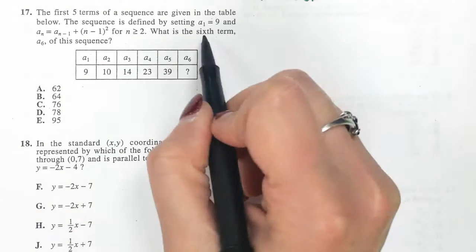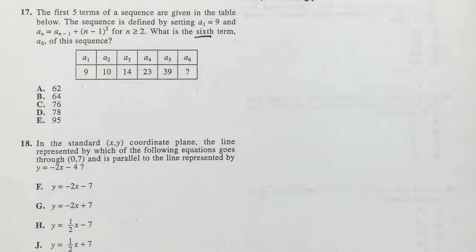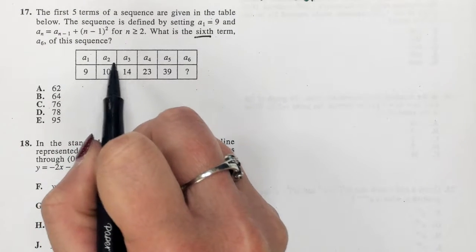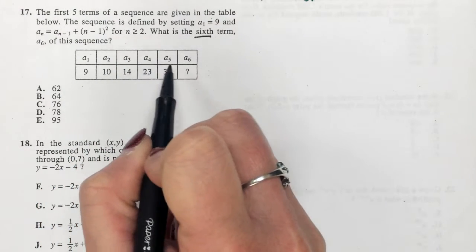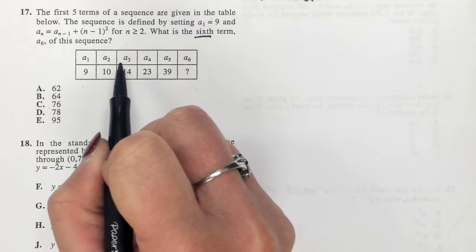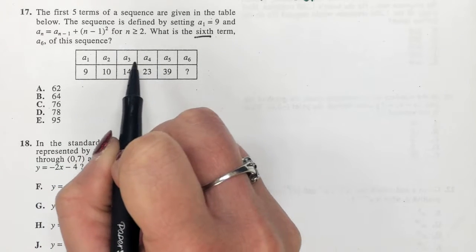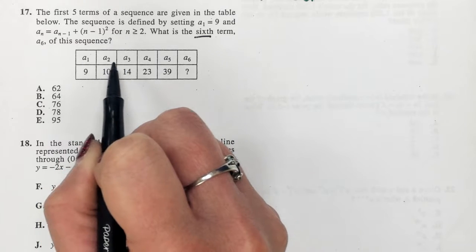Alright guys, here we go. What term does it want us to find? The sixth term. There you go. So this is the first term, the second term, the third term, the fourth term, the fifth term. What do you notice about all of those? 1, 2, 3, 4, 5. What do you notice about all those? Where are those numbers at?